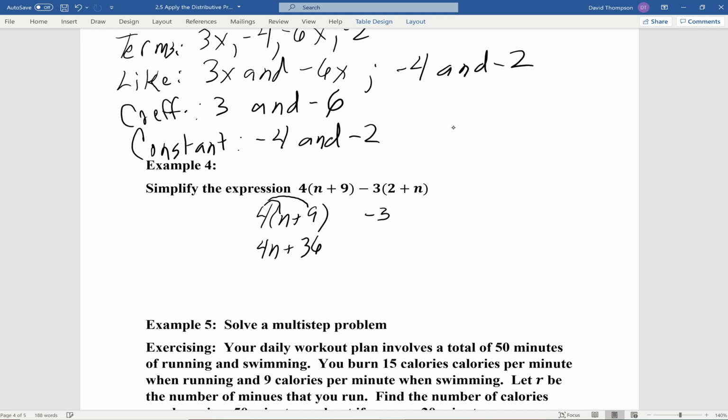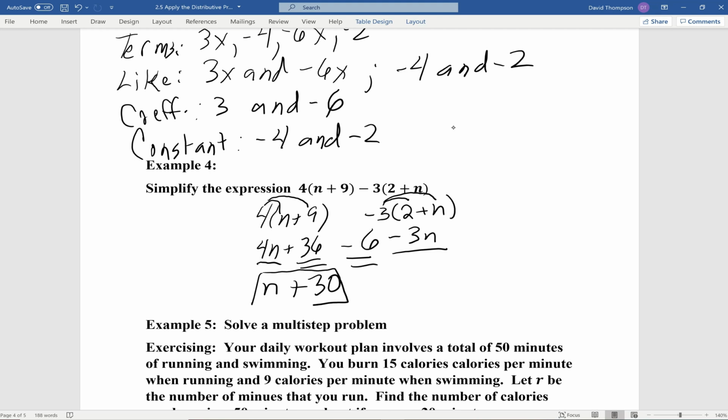Now we have negative 3 times the quantity of 2 plus n. Negative 3 times 2 would be negative 6. Negative 3 times n would be negative 3n. Now we're going to combine our like terms. So we have 4n and minus 3n. 4n minus 3n would be just 1n, or n. 36 minus 6 will be positive 30, and we've simplified this expression as far as we can go to n plus 30, and we are done simplifying this expression.